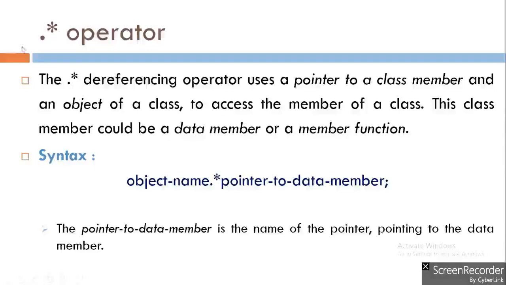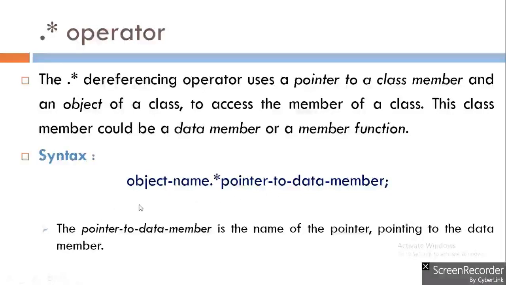Then the next one is the dot operator with asterisk symbol. This operator uses a pointer to a class member and an object of a class to access the member of a class. This class member could be a data member or a member function. Yes friends, in the previous slide we defined a pointer which can point to a member of a class, and in this slide we are discussing a way how that particular pointer to data member can be accessed.